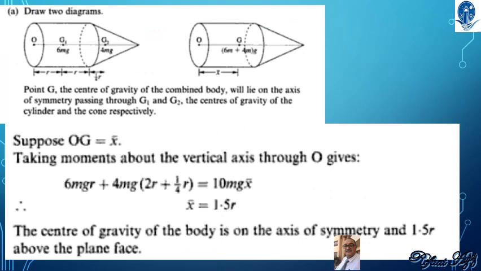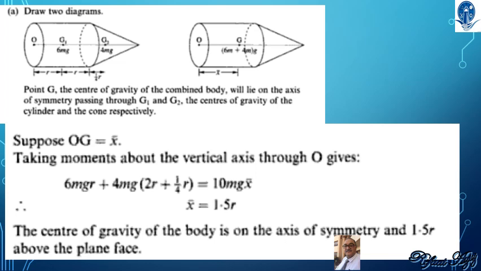Don't forget, here is the body. This is the center of the cylinder. This is the center of the cone. And we put O as the origin point, and this is the axis of symmetry of the two figures. To find the center of gravity, we take the weight of the cylinder, 6mg, times r from O, and the cone is 4mg times 2r plus a quarter r.